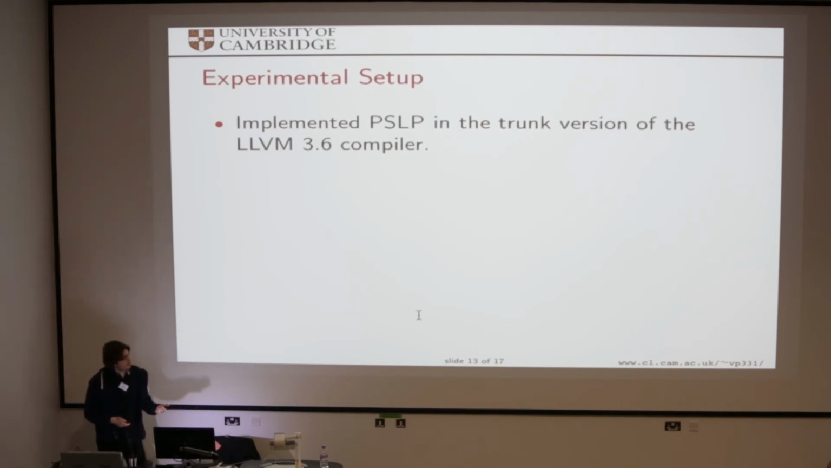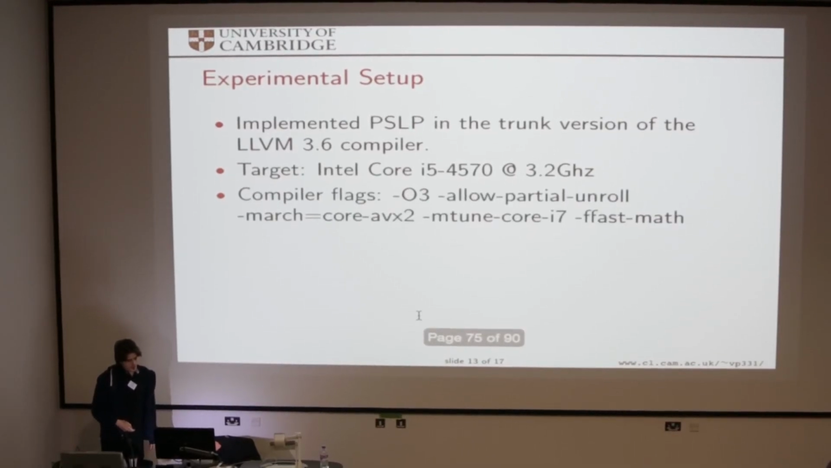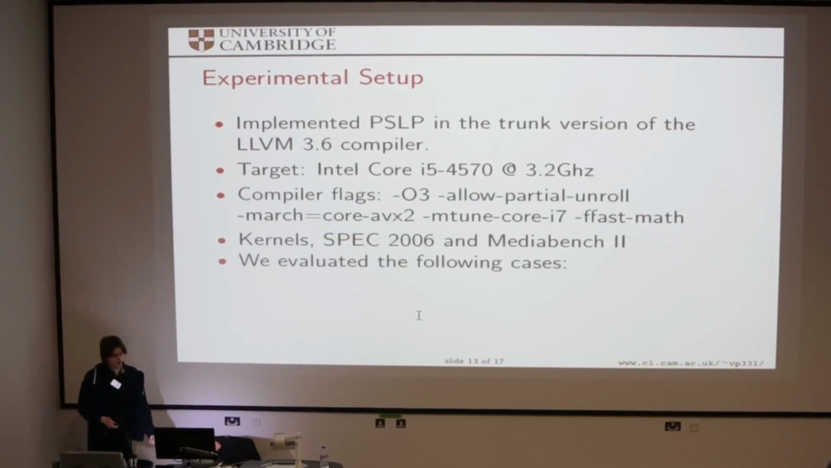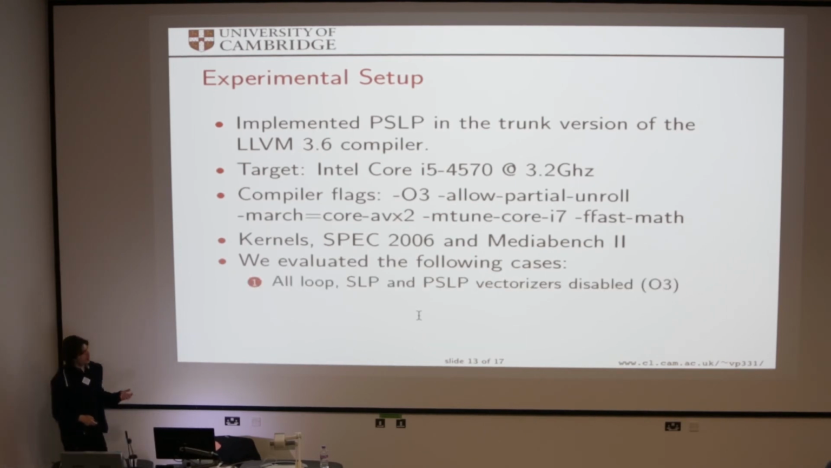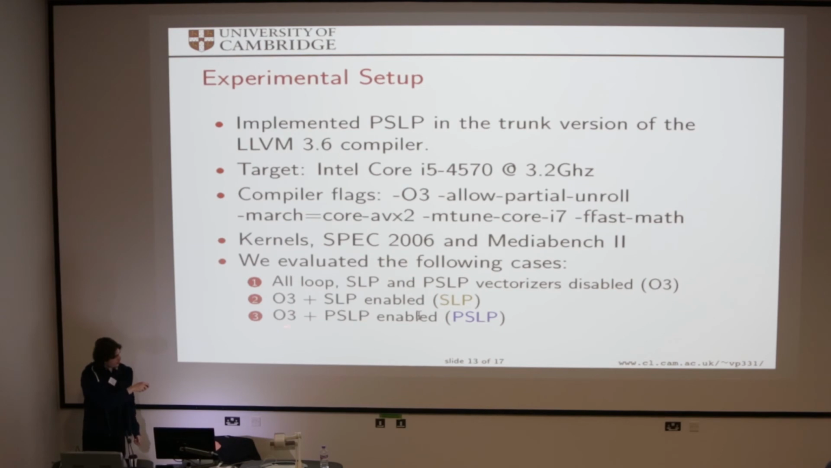Okay, so we performed our experiments using LLVM on a desktop machine. We ran some kernels and some benchmarks, and we evaluated these three cases. By O3 we mean O3 with both vectorizers disabled. With SLP we mean O3 plus SLP only, and with PSLP we mean O3 plus PSLP. PSLP is of course an extension to SLP, so this is kind of a superset of that.